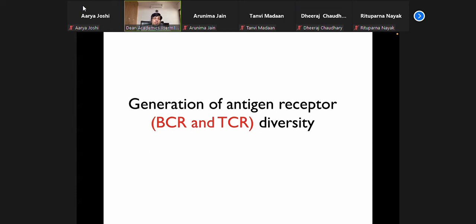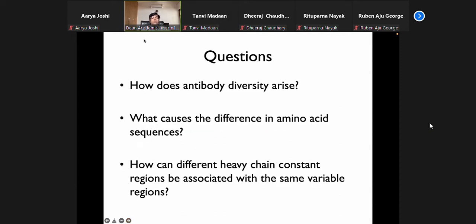In other words, how are you able to generate an unheard level of receptor diversity in BCRs and TCRs, which is critical for recognition of epitopes, or the antigenic determinants present on different kinds of antigens, right? So this is the topic we are talking about today, and these are the questions we aim to address.